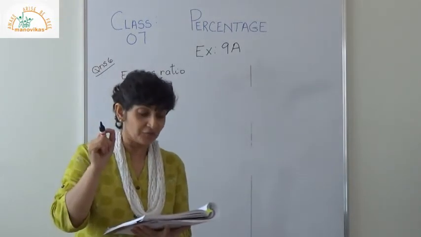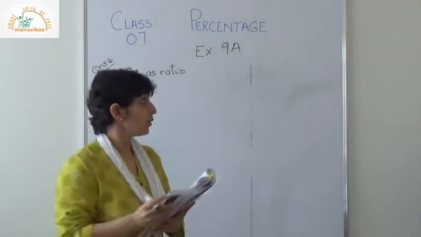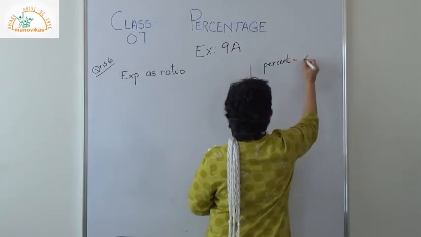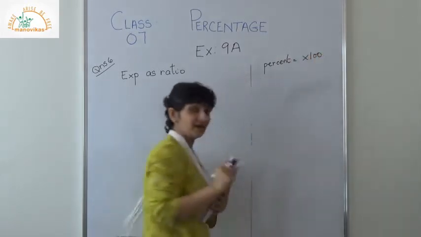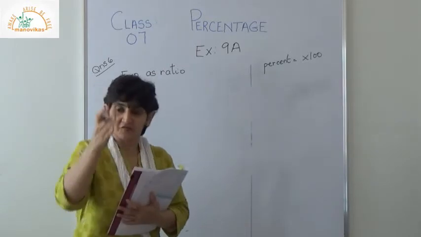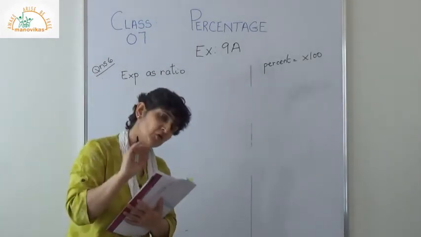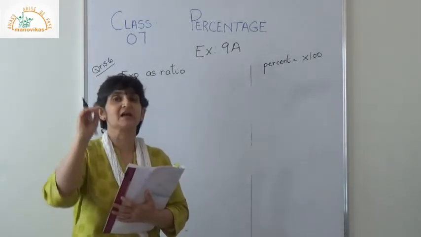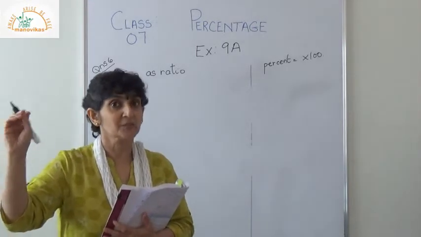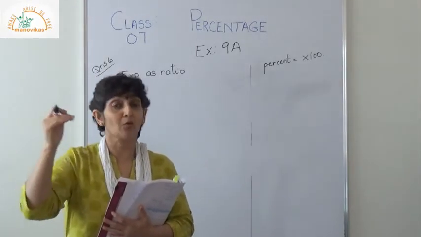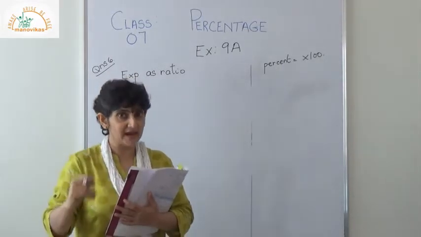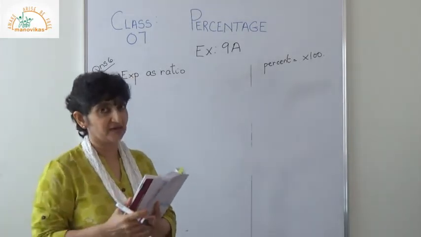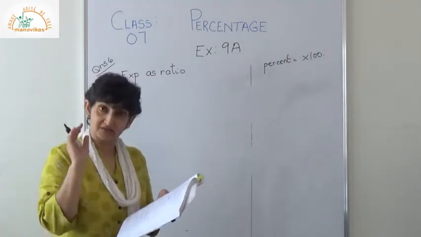Express each of the following as percent. When they ask you to find the percent, what do you do, children? I told you, multiply into 100. Irrespective, if they have given you a fraction, fraction multiplied by 100. If they have given you a decimal, decimal multiplied by 100. If they have given you a ratio, say for example 5:8, you also know 5:8 also means 5 upon 8. So you need to convert it into a percent. So what do you do? 5 upon 8 into 100, isn't it? So you know how to find out the percentage.